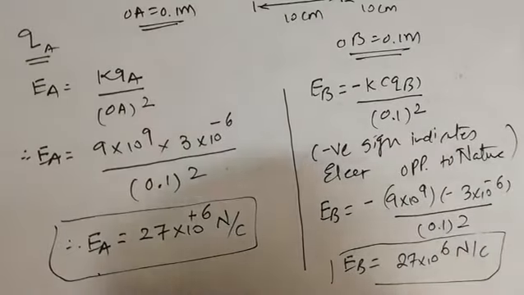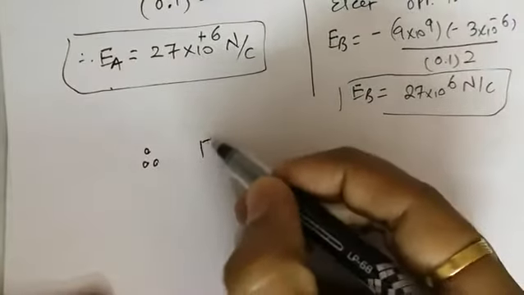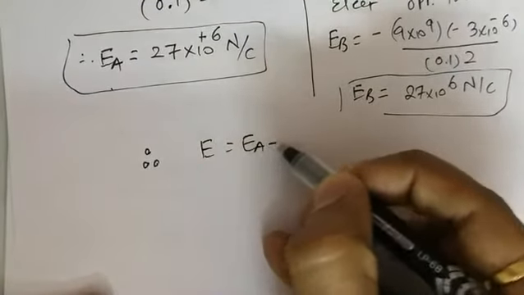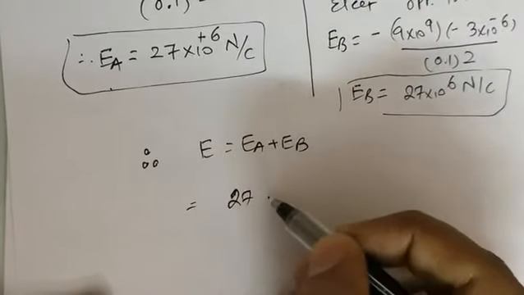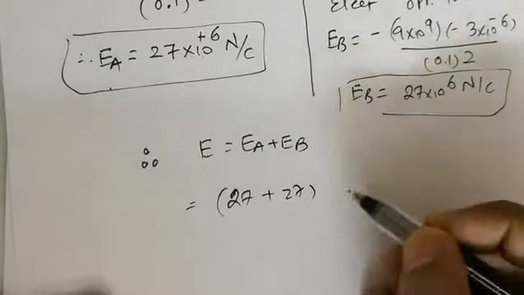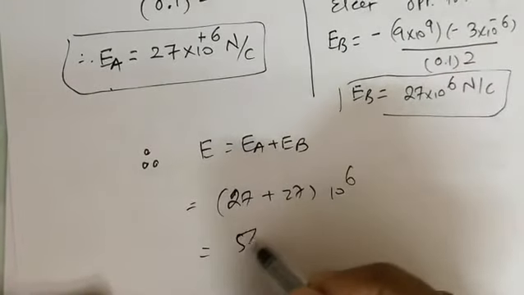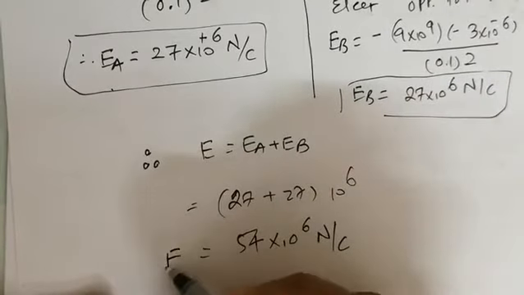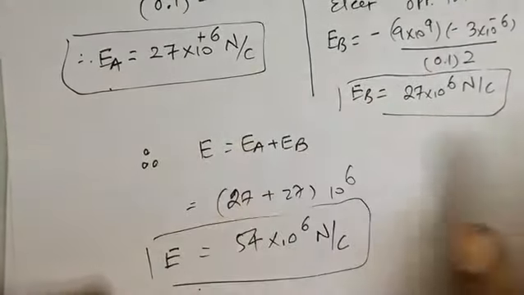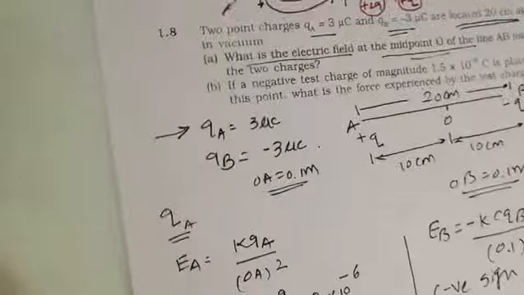Here we want to find the net electric field. So the net electric field E is equal to E_A plus E_B, which is 27 plus 27. The power is the same, so we have 54 × 10^6 newton per coulomb. It is the electric field of this part. So this is example 1.8.